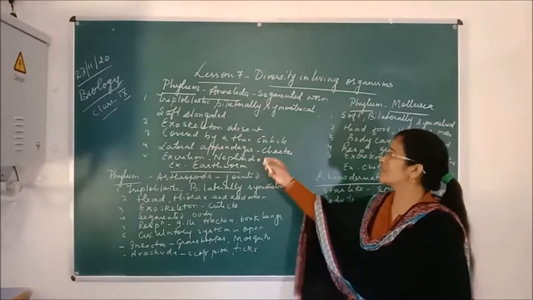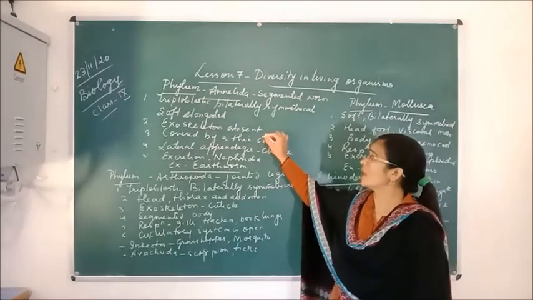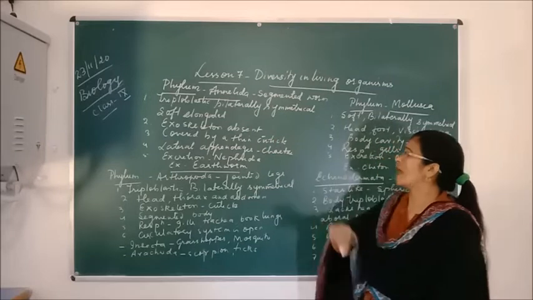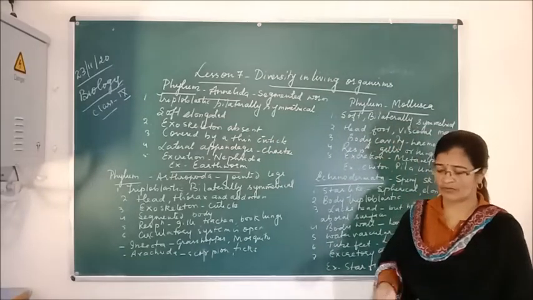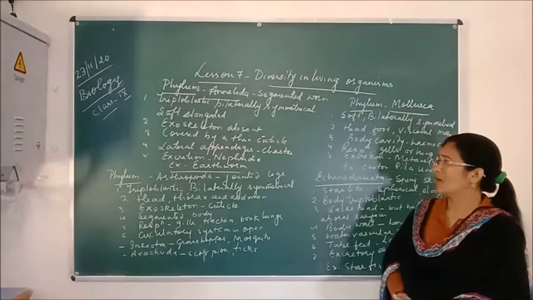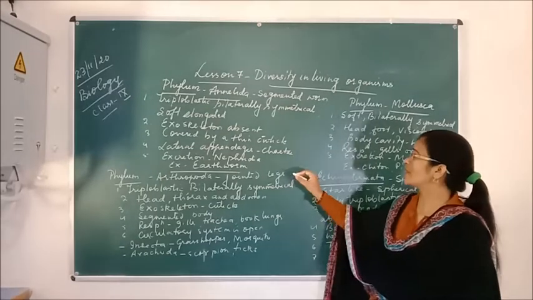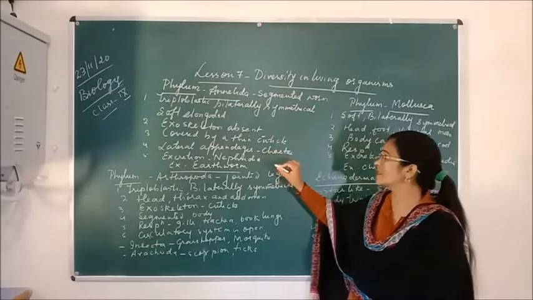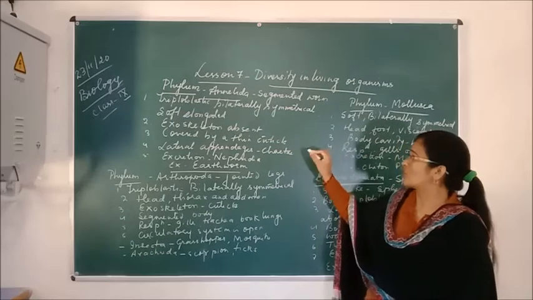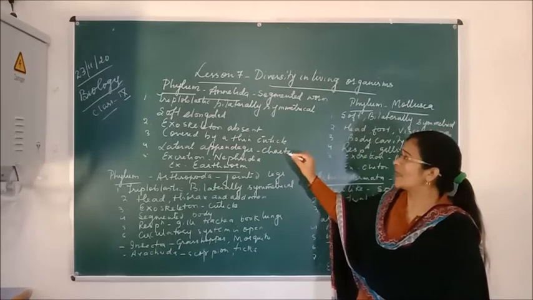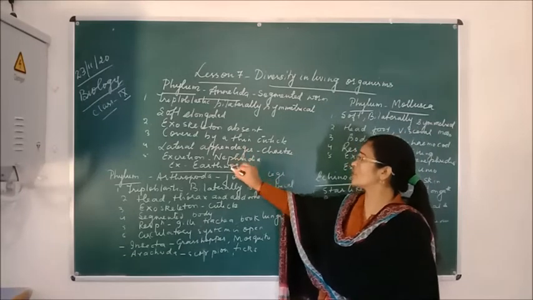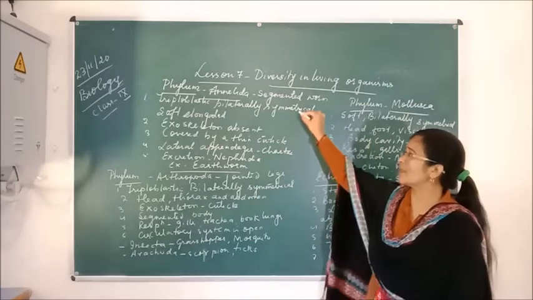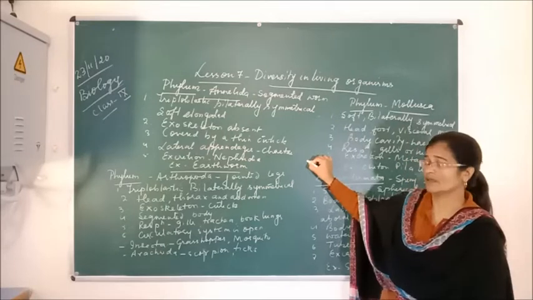Second is the exoskeleton. It is absent in Annelida. And annelids are mostly covered by a thin cuticle. Another main feature is that lateral appendages are present in the animals belonging to Annelida, and these lateral appendages are called chaetae. And in Annelida, excretion takes place through nephridia. So these are the main features of the phylum Annelida.